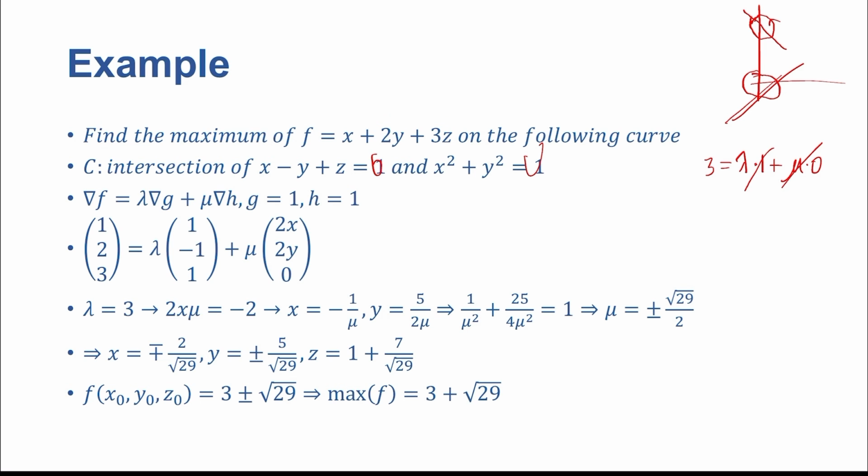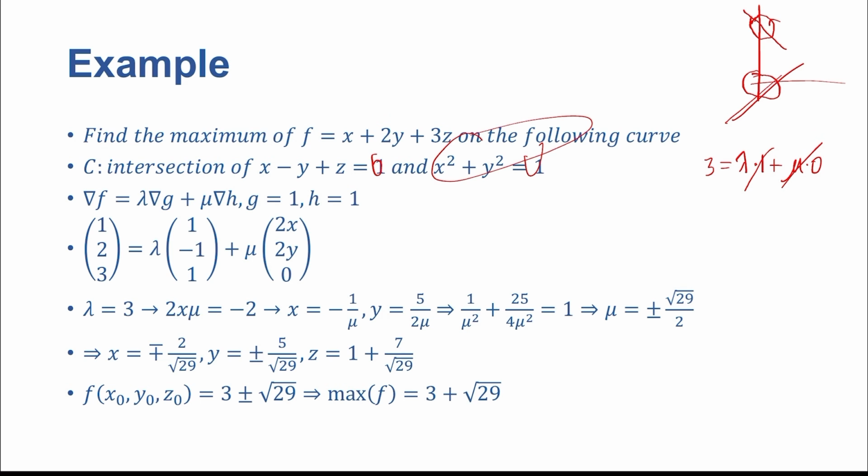Now we are able to solve for mu by plugging into the cylinder equation up here. So we get 1 over mu squared plus 25 over 4 mu squared equals 1. Now we can solve for mu. We get mu equals plus or minus the square root of 29 over 2. Now we can plug this in for x, y, and z using our little equations. Thus we get x equals minus plus 2 over root 29, y equals plus or minus 5 over root 29, and z equals 1 plus 7 over root 29.